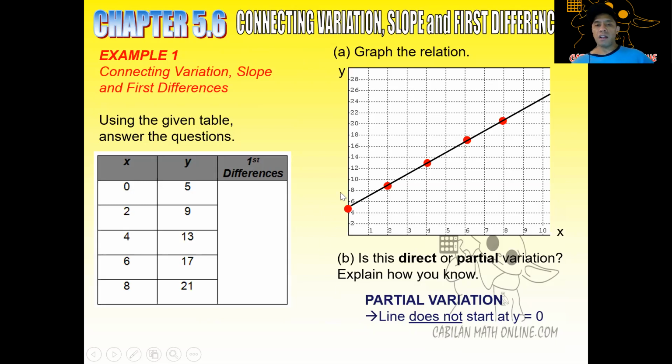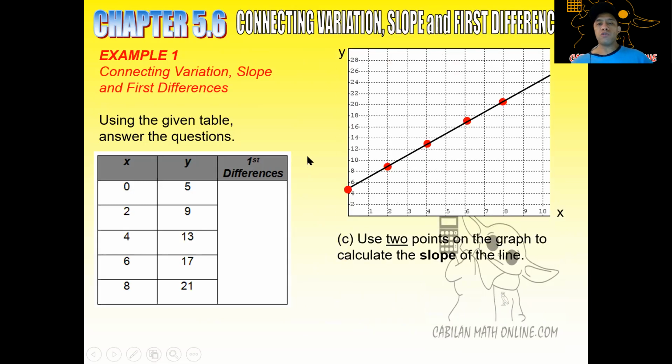Okay, so anytime you see a line, whether it's going up to the right or down to the right, if it touches a point other than 0, then it's automatically partial variation. All right, so we have a graph here. We've drawn the graph, and what we want to do next is to use 2 points on the graph to calculate the slope of the line.